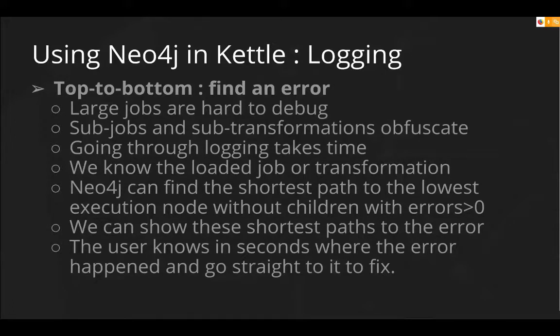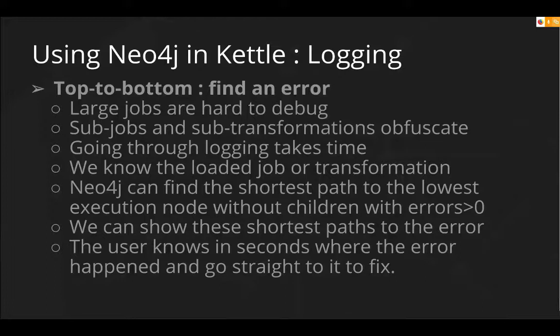And from top to bottom, if you then open the job that failed and it has a gazillion sub jobs and sub transformations, well, they're hard to debug, even in the best of tools. Since we have Neo4j at our disposal, we can find the shortest path query from the last execution of that job to the lowest execution node without children, with errors. I will show you the query in a bit. It's quite simple, and Neo4j finds these paths in split seconds.